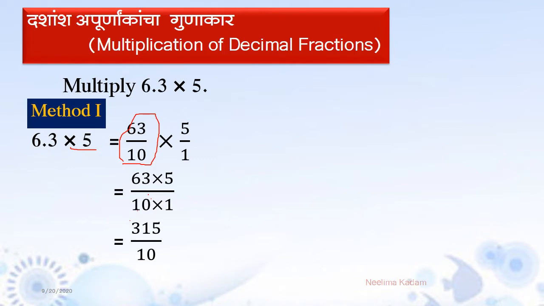Now we have to write it in the decimal fraction. Denominator, there is 10 over here. So 10, let's count from right side 1. So the answer will be 31.5.